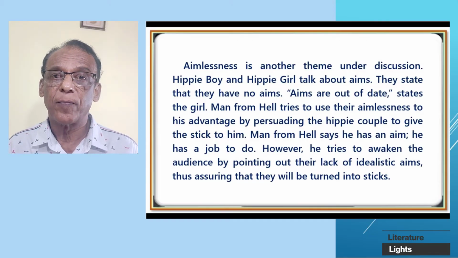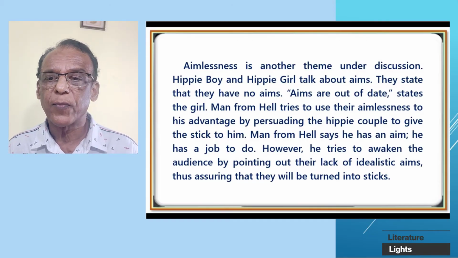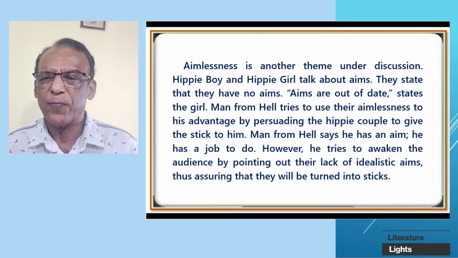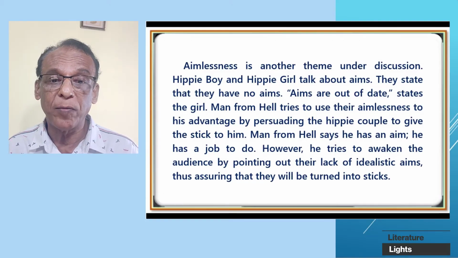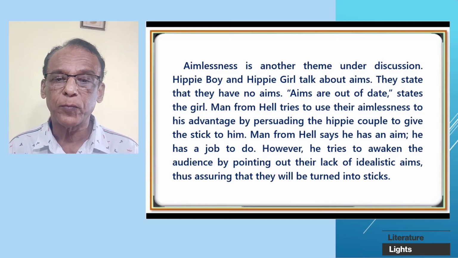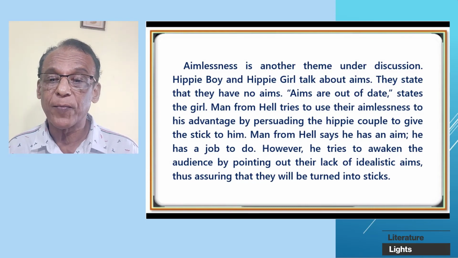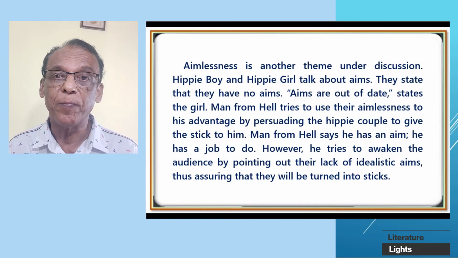They state that they have no aims. Aims are out of date, states the girl. The man from hell tries to use their aimlessness to his advantage by persuading the hippie couple to give the stick to him. The man from hell says that he has an aim. He has a job to do.